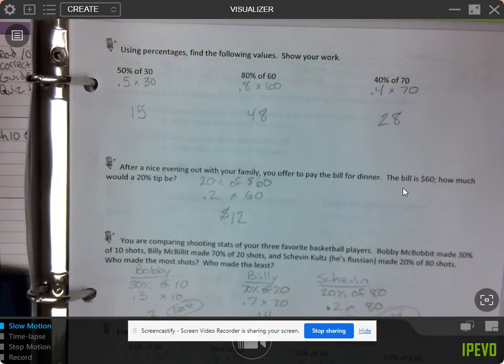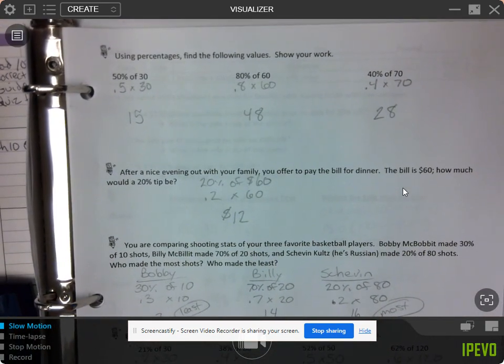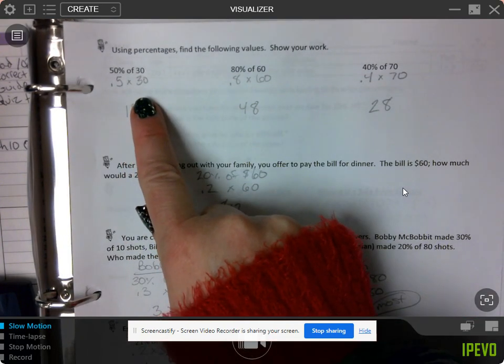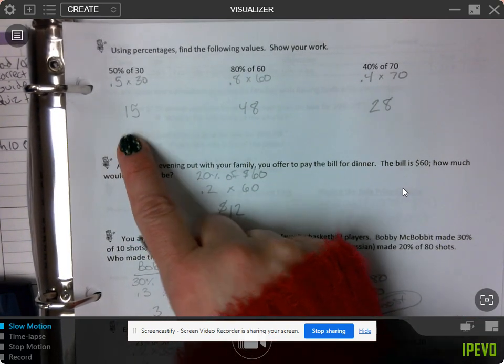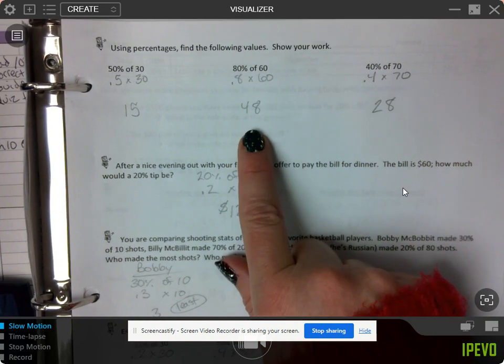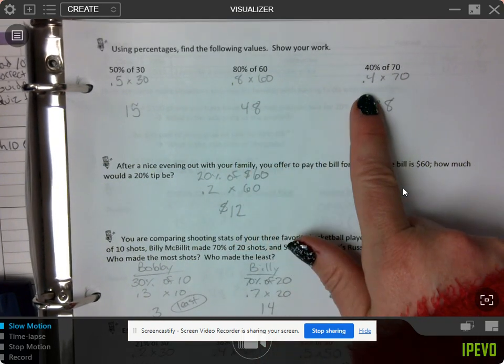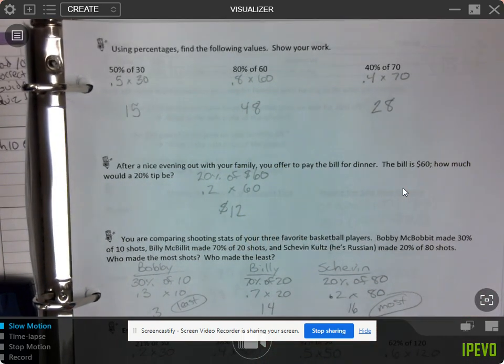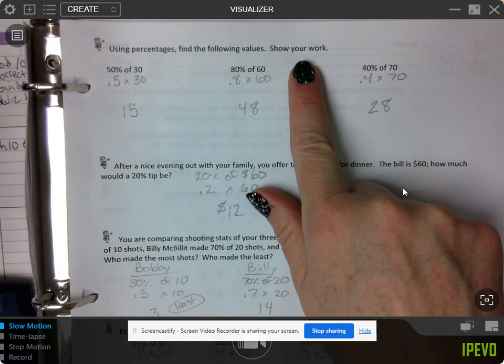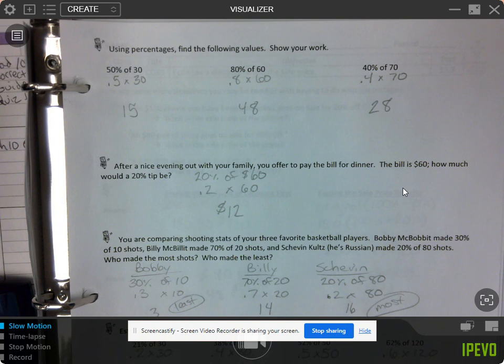Let's look at our second page. More of the same. 0.5 times 30 is 15. 0.8 times 60 is 48. 0.4 times 70 is 28. As I was walking around, I noticed some of us not doing all of the work. The directions say show your work. So I should not have just an answer written down. I should have what math you did to answer it.